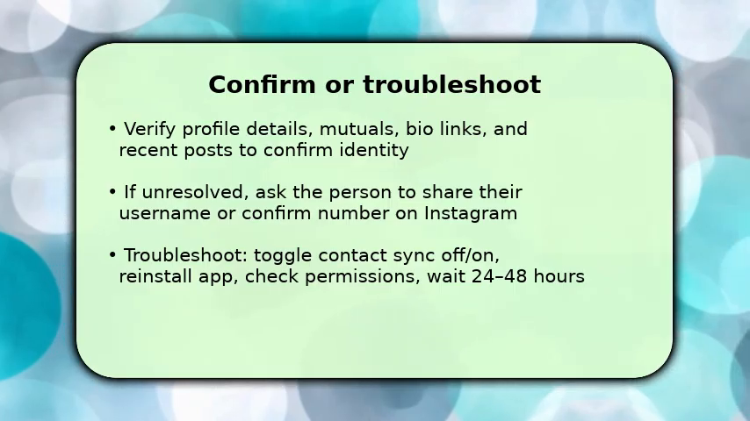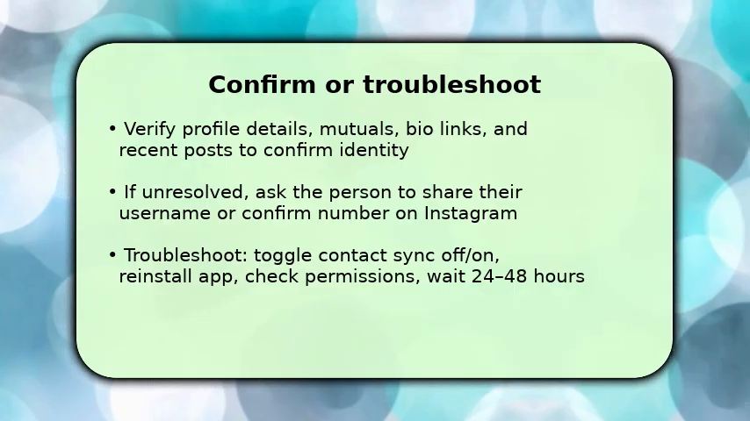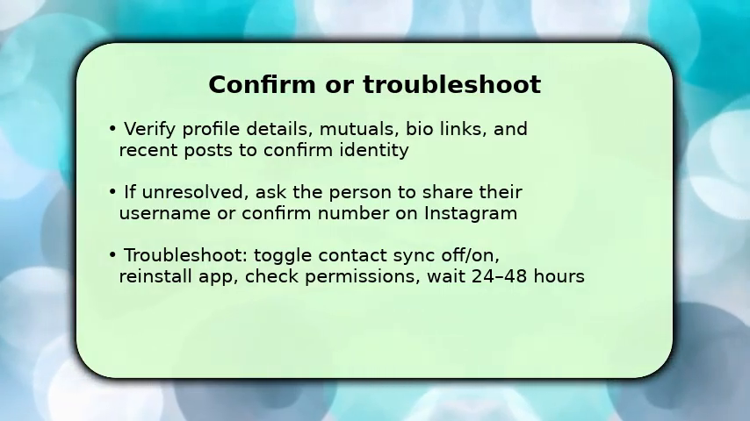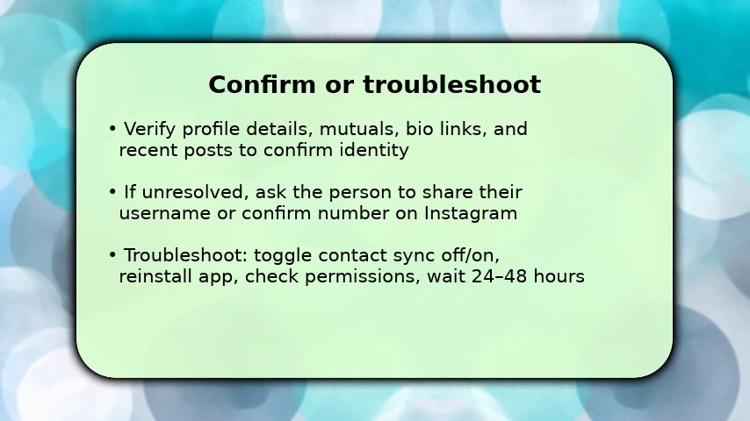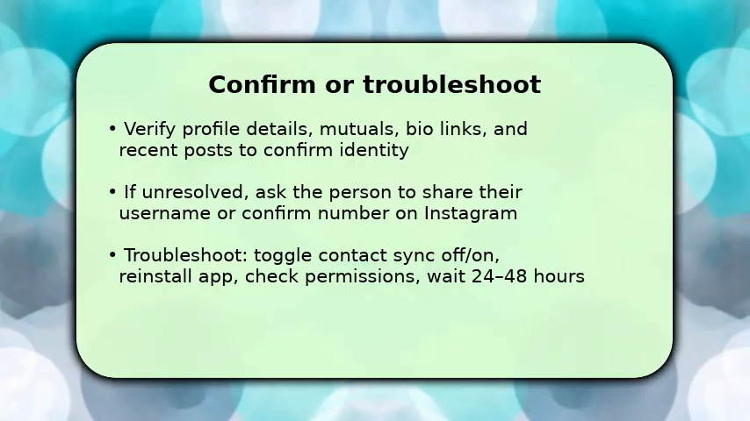If syncing fails, troubleshoot by toggling contacts sync off and on, reinstalling the app, or checking phone permissions. Make sure Instagram has access. Finally, be patient. Changes can take 24 to 48 hours to propagate across servers.